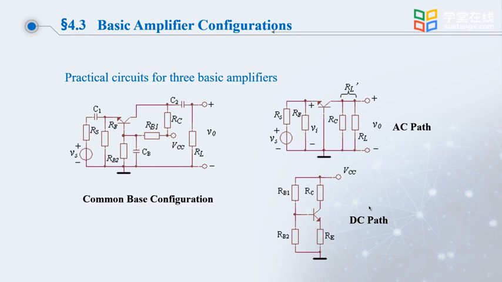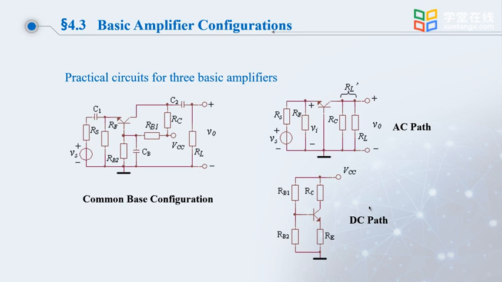Now let's look at the drawing method of its AC path. When drawing the AC path, treat all the capacitors as short circuits. Then the signal source Vs and Rs connect directly to the input emitter. The load resistor RL is directly connected to the output. The base part is directly connected to GND through the coupling capacitor CB. The second point is to set VCC to 0. Zeroing VCC is equivalent to shorting VCC to ground. By finishing the circuit, we can get the AC path of the common base configuration, as shown on the right.